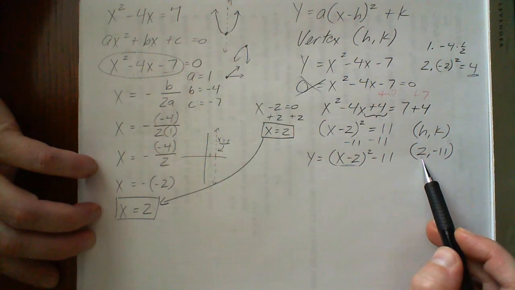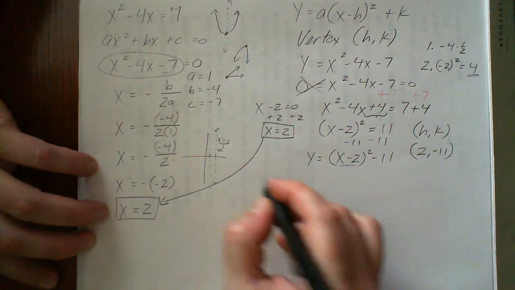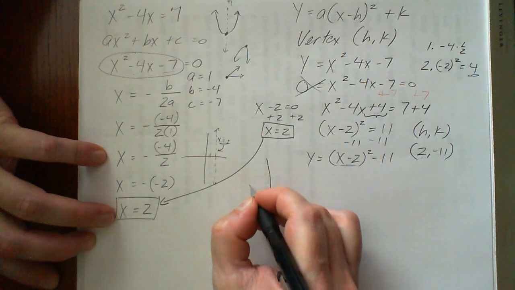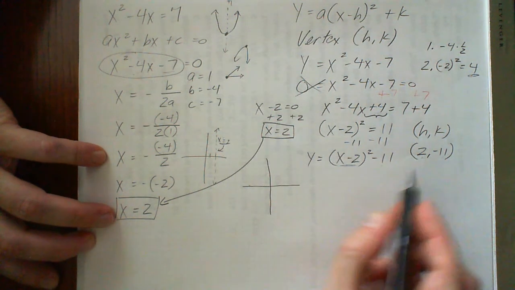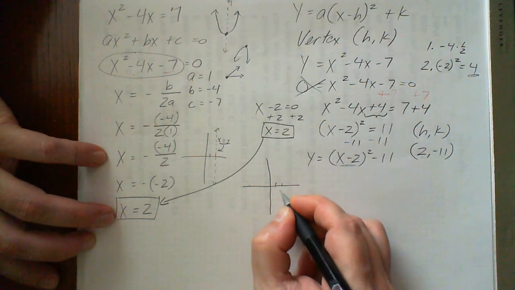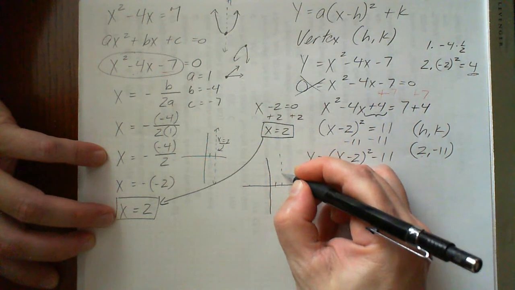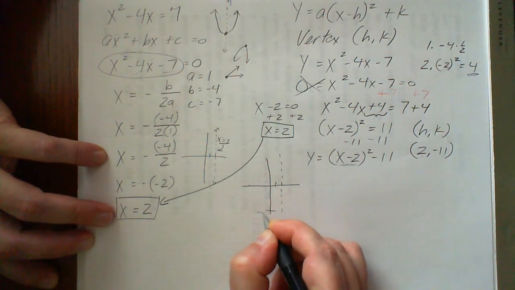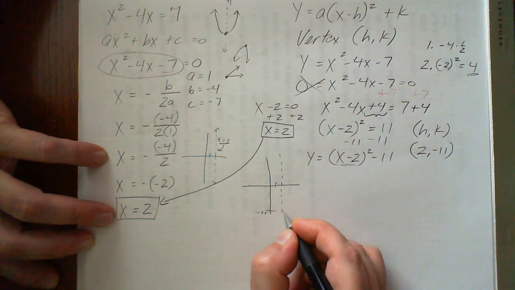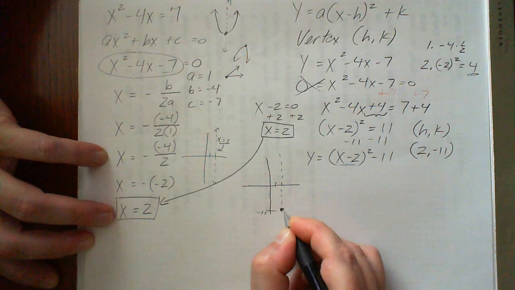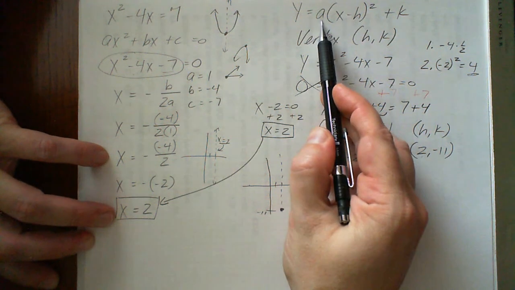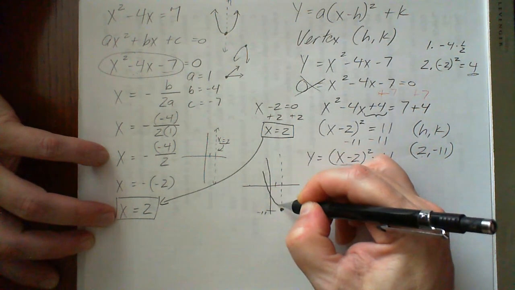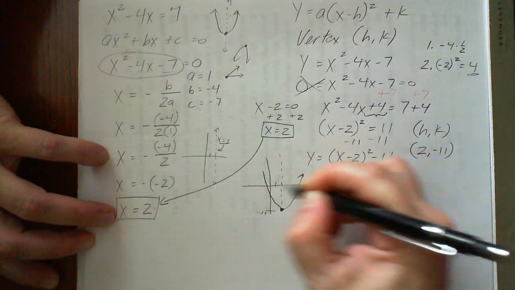Since I have the axis of symmetry and the vertex, you could make a quick sketch of that graph. It would look something like this. Alright, so x is 2, that's right here. I know that's my axis of symmetry. And then negative 11, let's say that negative 11 is way down here. So 2, negative 11 is the vertex. My a value is positive, so this parabola does open upward. So that graph looks something like that.